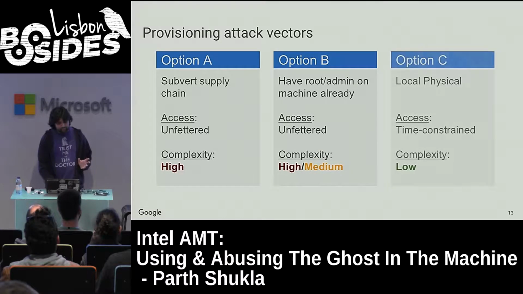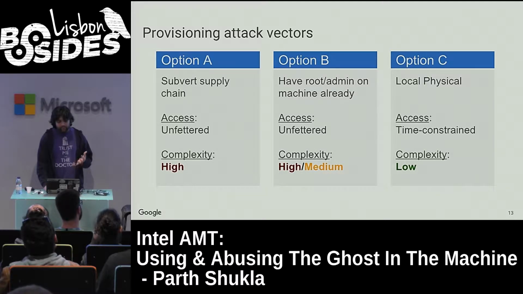The last one, physical access, seems the easiest to me. So complexity is low. Likely attacker is someone who's targeting you or opportunistic. Could be an evil maid type attack or shipment interception. The provisioning method here is either USB or BIOS menu. So you're assuming you don't have root on the box. You can't log into the machine.